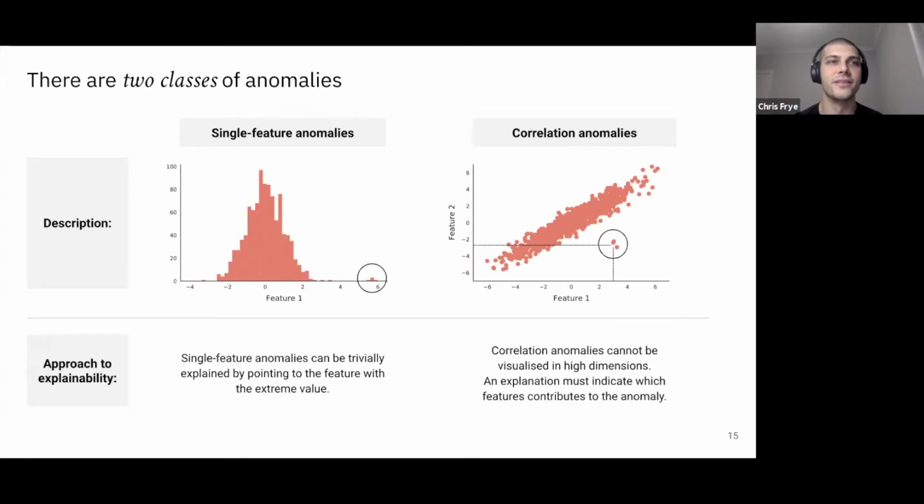Now, in this simple example, it's easy to see what's going on in 2 dimensions, but correlation anomalies really can't be visualized in realistic high-dimensional data, where a correlation might be broken between dozens of features. So both detection and explainability in this case is much more difficult. And an explanation, for example, should indicate which features are responsible for the anomalous behavior.